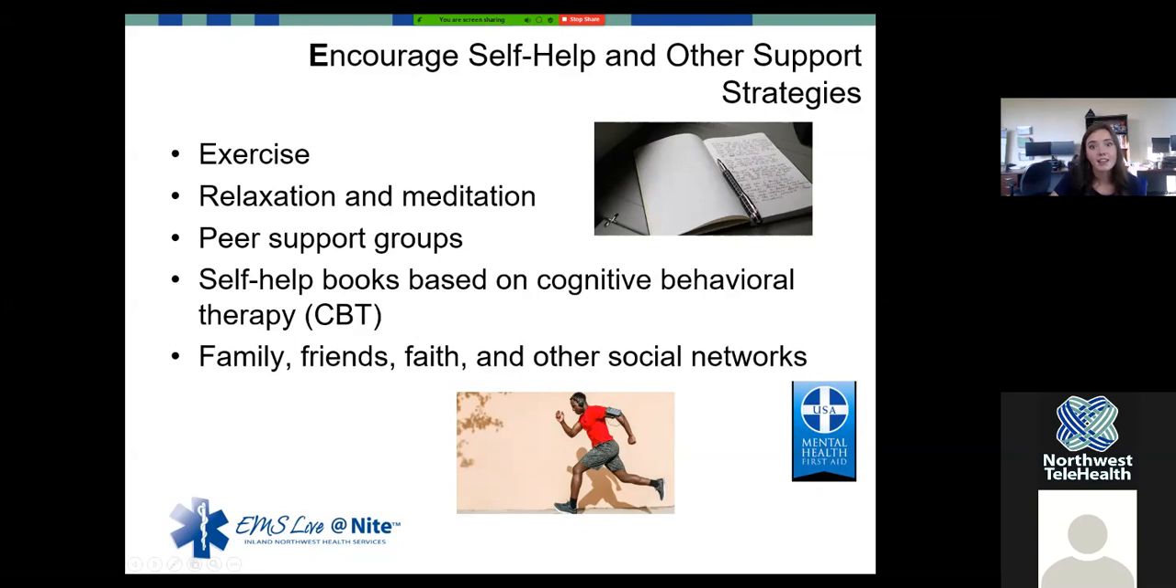So exercising, getting outside, moving your body, relaxation and meditation, whatever that looks like for them, yoga, peer support groups, self-help books as well, and then the normal here: family, friends, faith. Getting engaged, going out there if they've been withdrawing a bit, encouraging them to get out there and spend time with family, friends, faith, if they're involved in a faith organization, and any other social networks that maybe they're involved in, sports or clubs or something.